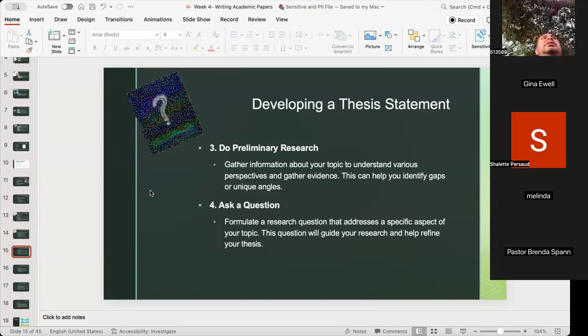You're going to gather evidence. So you might gather some information from the Bible. You might gather some information from an article, maybe from a specific book. And then this research is going to help you narrow down how you're going to write this paper.